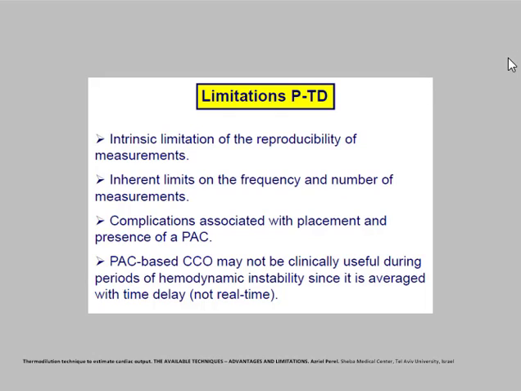There are limitations, as there are to everything with thermal dilution. There is a limitation to the reproducibility of the measurements. There are limits on the frequency and number of measurements. You can't keep injecting 10 mils of fluid into a patient in great quantities. There are complications that can be associated with delivery and placement of a pulmonary catheter, such as infection, perforation of a vessel, and a pulmonary artery catheter-based cardiac output may not be clinically useful during periods of hemodynamic instability, as it is averaged with time delay, not a real-time instantaneous delivery system.